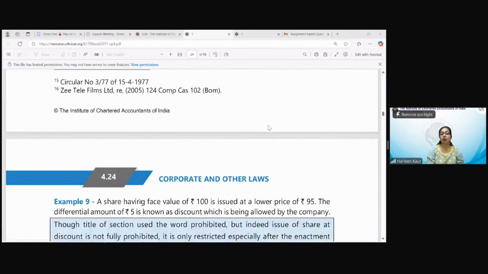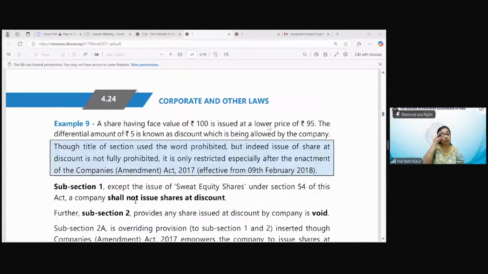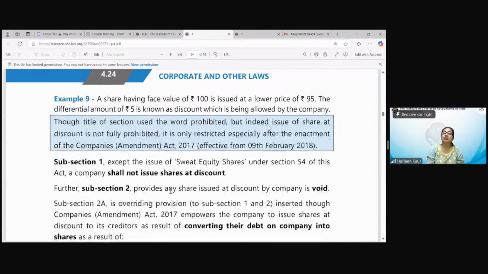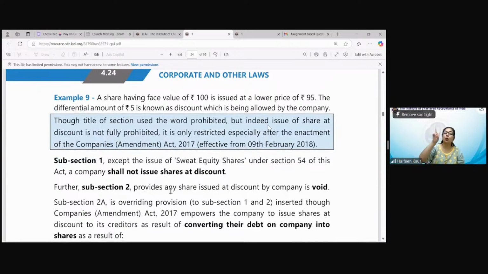Issuing the shares at discount means, for example, a share is having a face value of 100 and you are issuing at a lower price of rupees 95. That means this differential amount of 5 rupees is the discount. This is not allowed. Though the title uses the word prohibition, it is not fully prohibited. With effect from 2018, shares can be issued at discount, but only for two purposes.